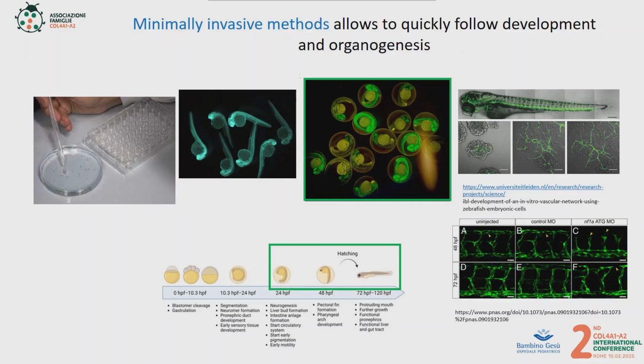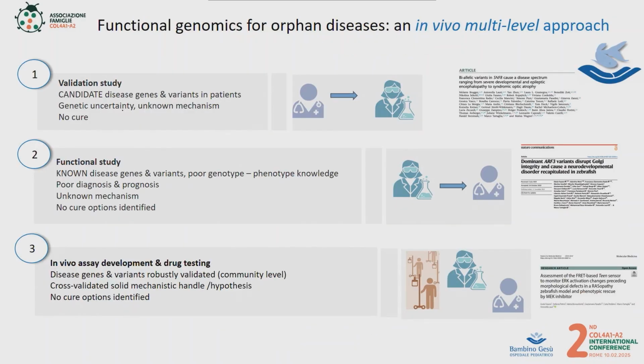Okay, so in our lab, the idea is that we go through 3 levels of functional validation, and we start with the first level. Normally it is a medical doctor or geneticist coming to us, where there is a candidate disease gene or variant, but the function is not known, the biology is very little known, and the impact of this on the development is completely unknown. So this is the first level.